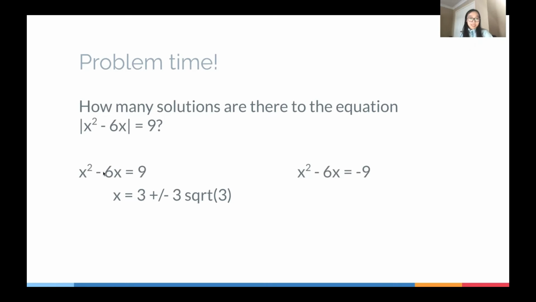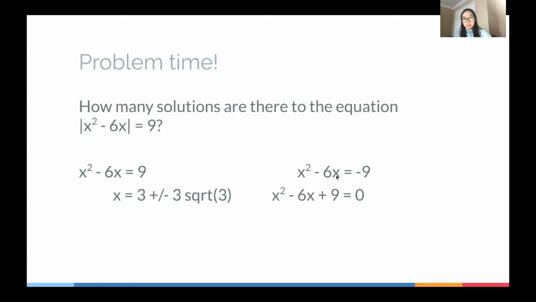So if we go to solve this one, we're going to end up with x squared minus 6x minus 9 equals 0. Be careful here because this is actually not a perfect square trinomial. You actually have to use the quadratic formula to solve it. It's actually just 3 plus or minus 3 square root 3. And because of the plus or minus, you know that it has two solutions: 3 plus 3 square root 3, or 3 minus 3 square root 3.